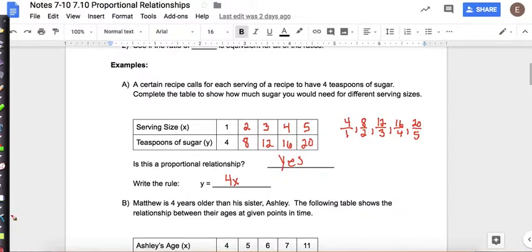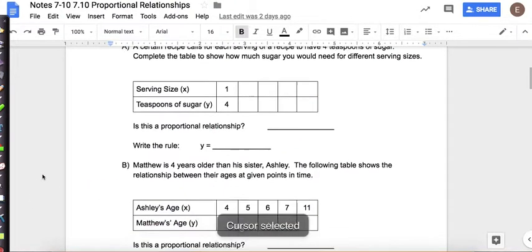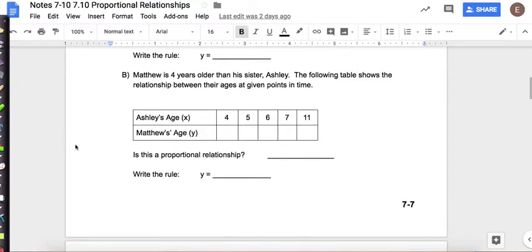Okay? Now, if it's just a multiplication pattern, where I can multiply by the same number each time to get the y value, then it's a proportional relationship. So let's look at example B. Matthew is 4 years older than his sister Ashley. The following table shows the relationship between their ages at given points in time.